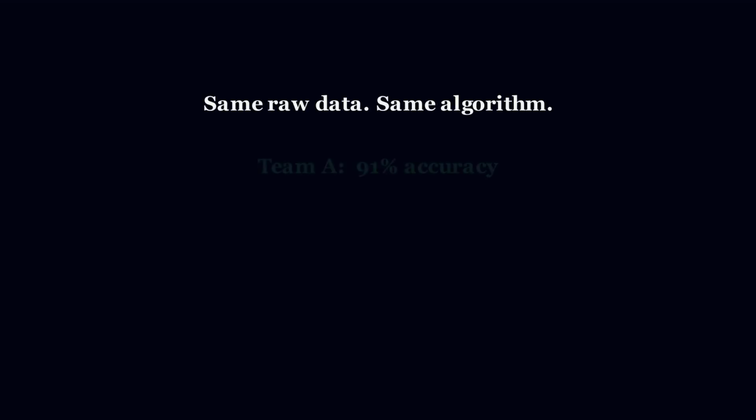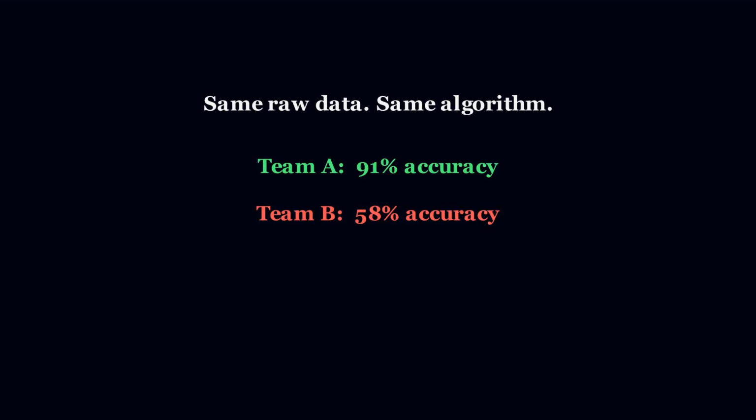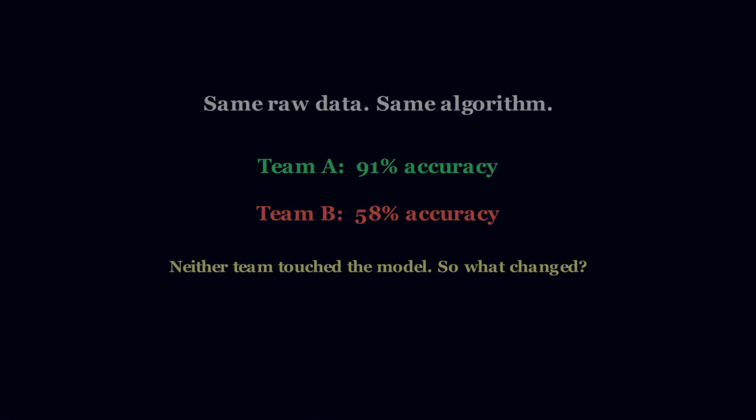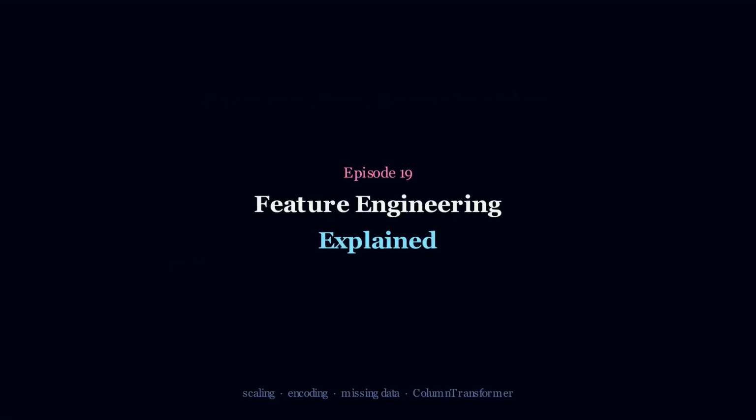Same raw data. Same algorithm. Team A, 91% accuracy. Team B, 58% accuracy. Neither team touched the model. So what changed? That question is what this episode answers. Episode 19, Feature Engineering. Turning raw, messy data into something a model can actually learn from.